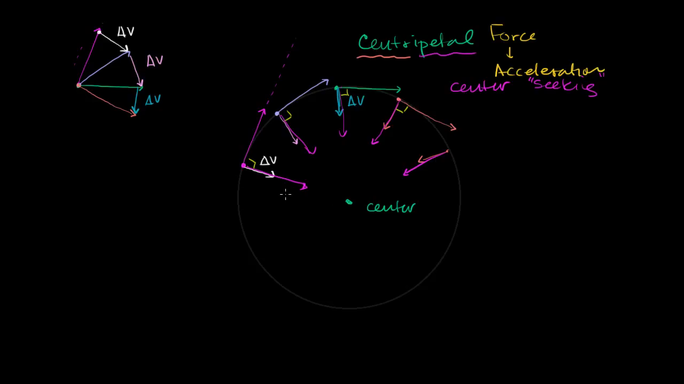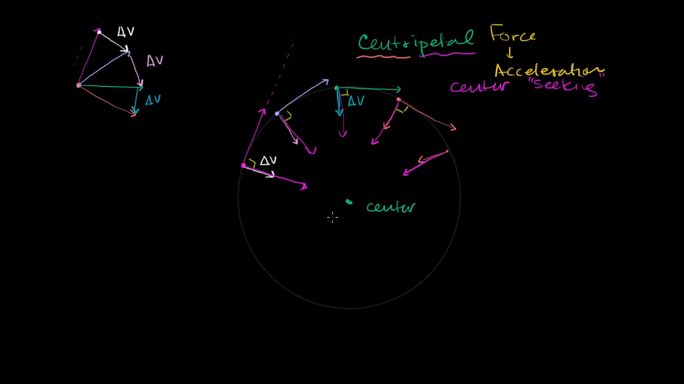The whole point why I did this is that, at least it wasn't intuitive to me, that if you have this object going in a circle, the change in velocity, the acceleration, the force acting on this object would actually have to be towards the center. And the whole reason why I drew these vectors and then translated them over here and then drew these change in velocity vectors is to show you that the change in velocity is actually towards the center of this circle.